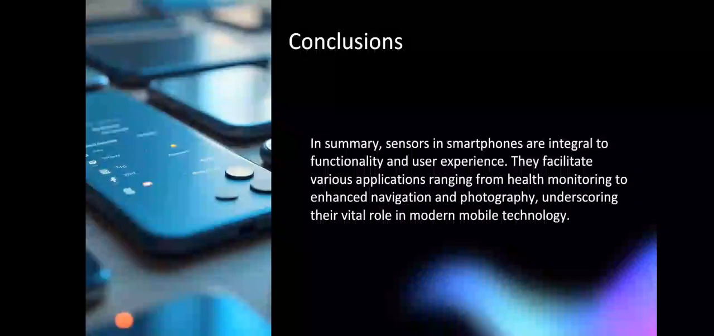And in conclusion, sensors in smartphones are integral to functionality and user experience. They facilitate various applications ranging from health monitoring to enhanced navigation and photography, underscoring their vital role in modern mobile technology.